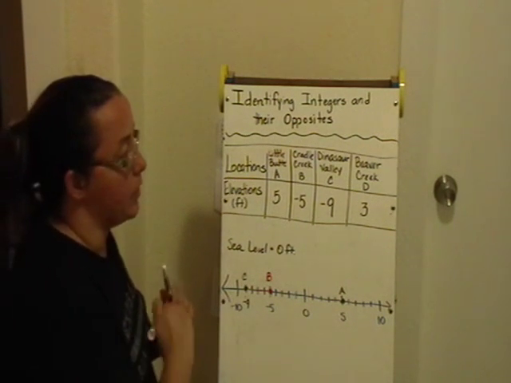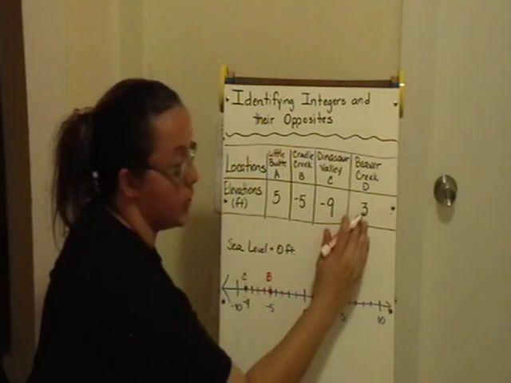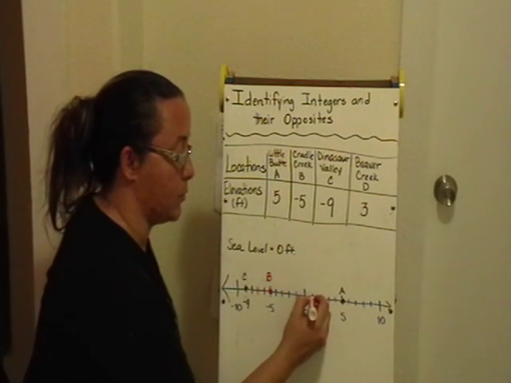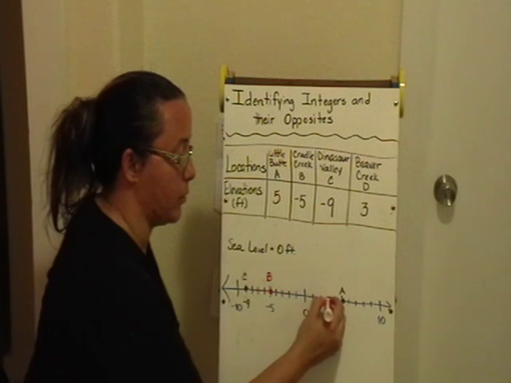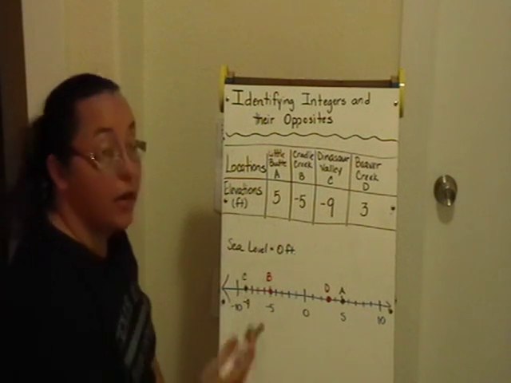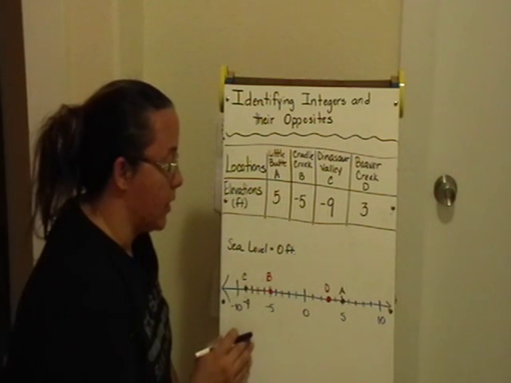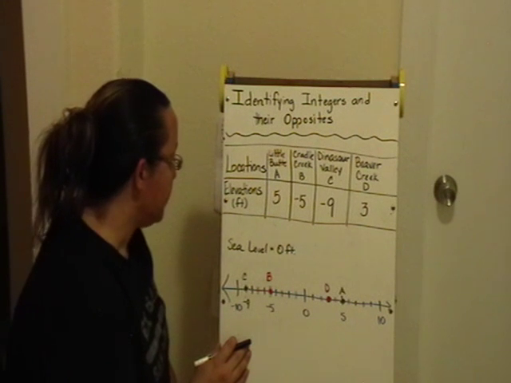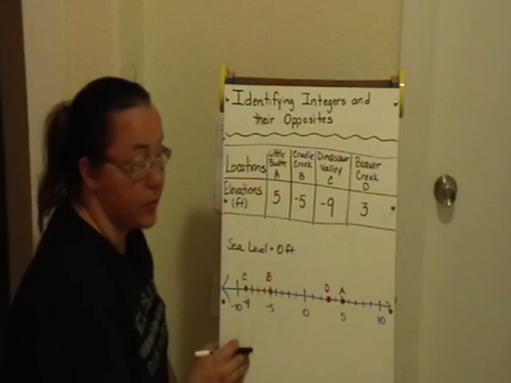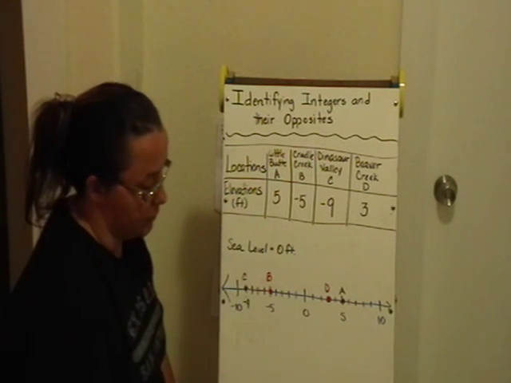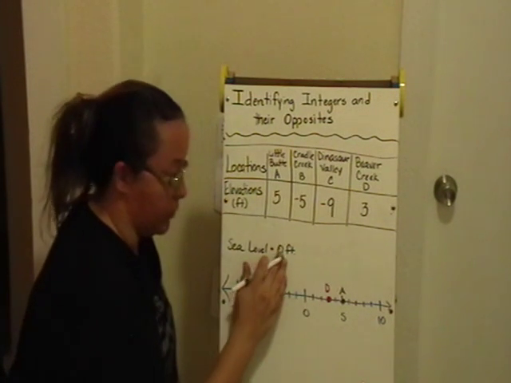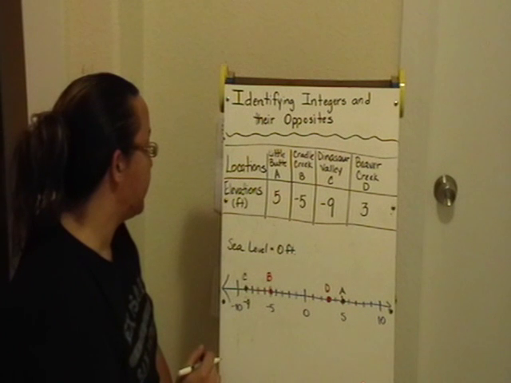And finally we have Beaver Creek, represented by the letter D. And it is 3 feet above sea level. So we're going to start at 0, and we're going to count 3 units to the right. 1, 2, 3. And we're going to plot our point and label that D. So based on this graph and this data, I want you to consider which point on the number line represents the measurement for sea level. It would be 0. 0 represents the measurement for sea level.